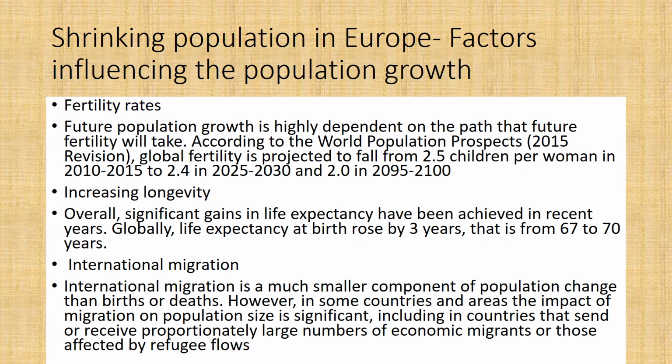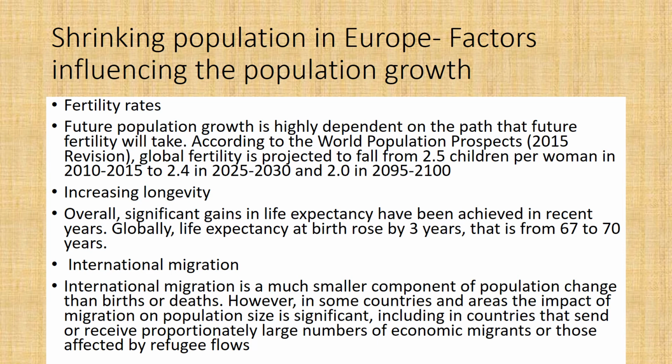Okay, let's see. It's still talking about the fertility rate. And it says here, future population growth is highly dependent on the birth rate of the future. According to the World Population Prospects 2015, global fertility is projected to fall from 2.5 children to 2.4 in 2025 to 2030, and 2.0 in 2095 to 2100. So the fertility rate is declining. It's getting less and less.